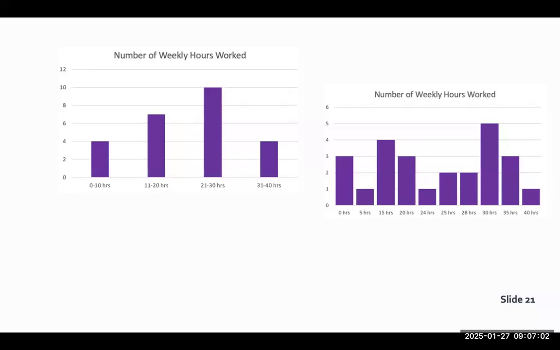So all of the same data is presented here, but we can extract some new information. We can see that there are 4 pieces of data between 0 and 10 hours, and 4 pieces of data between 31 and 40. So we have the same number of people in the sample working between 0 and 10 hours as were working between 31 and 40 hours. We also see that the majority of these college students were working between 21 and 30 hours.